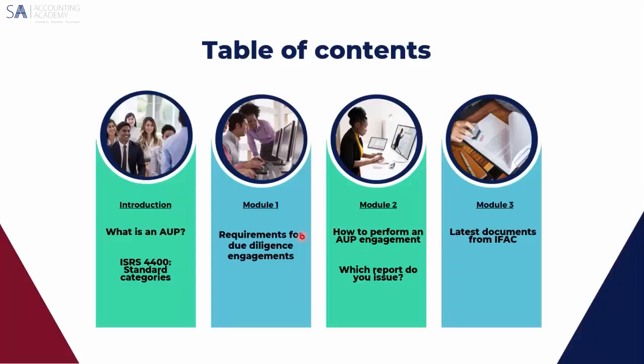All right, so our table of contents, I'm going to start off with an introduction, looking at what is an AUP, and then looking at the standard categories that we have available within ISRS. And then I've sort of gone into Module 1, talking about the requirements for due diligence engagements. Okay. But a lot of this is covered in the introduction, and Module 1 is then the requirements. Module 2 looks at, okay, now we know what the requirements are. How do we now actually perform it? And which report do I issue for due diligence engagement? Module 3 just looks at the latest documents from IFAC, and I will be doing, at the end of Module 2, an in-depth example with you on due diligence.